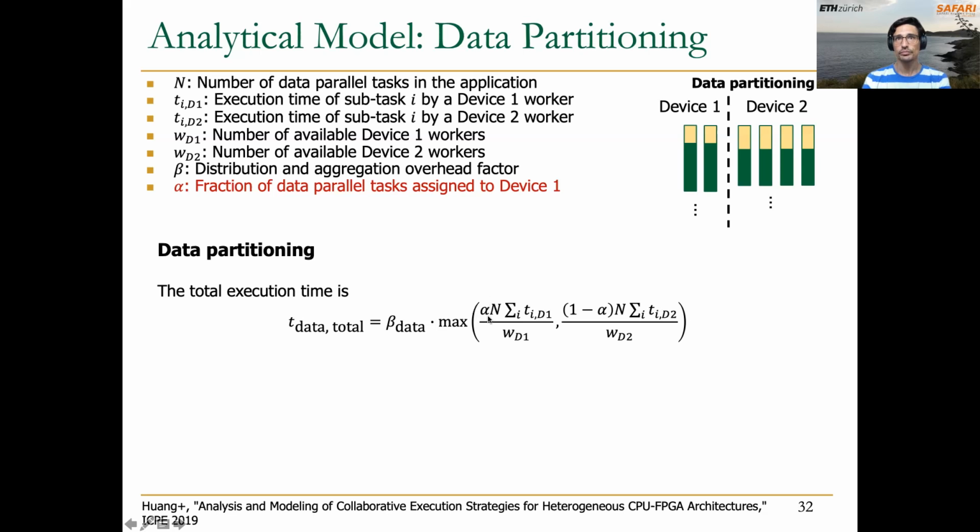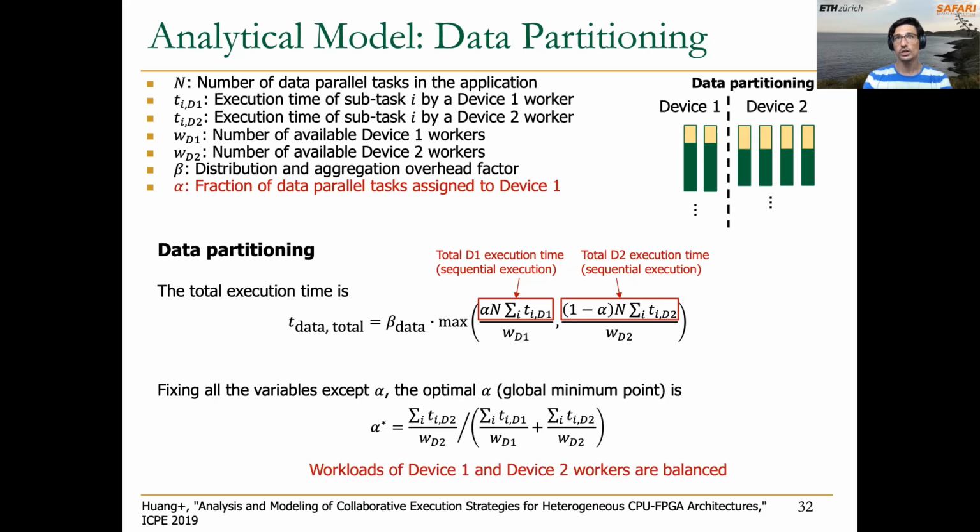So here in the numerator, you see alpha times N, that is the amount of work that is executed in device 1. This 1 minus alpha times N is the amount of work for device 2. We have here the sum of all the latencies of all the tasks executed by the workers in device 1, same thing for the workers in device 2, and we divide both terms by the number of workers that we have in both devices. So here is the total execution time for the sequential execution.